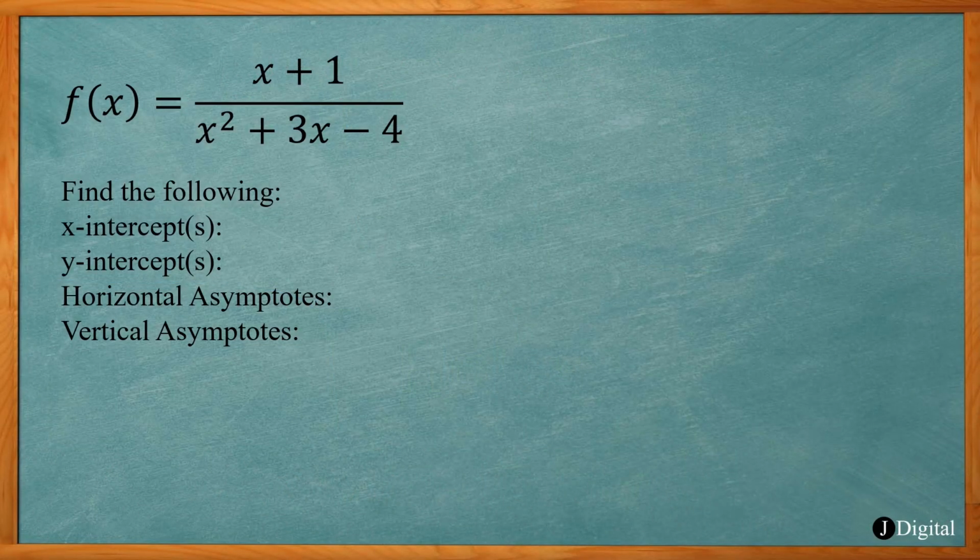So in this problem, they give you this rational function, and I want you to find the x-intercepts, the y-intercepts, horizontal asymptotes, and vertical asymptotes. Alright, so first, I want to rewrite this function. I want to factor the bottom.